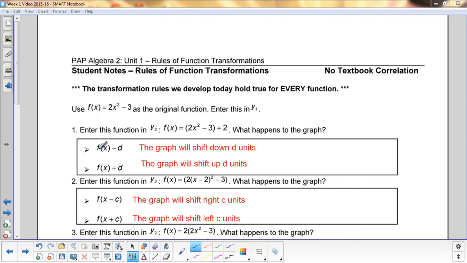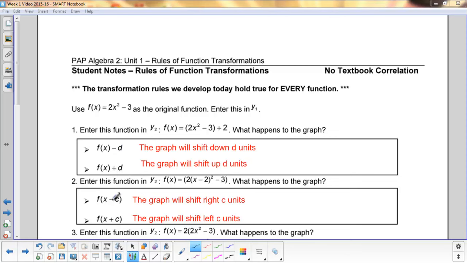And outside means that your transformation occurs outside of the parentheses, which means it's outside of what would be known as the parent function. Notice also that when you have a value on the outside, you have a downward motion when the value is negative. Likewise, you have an upward motion when the value is positive.